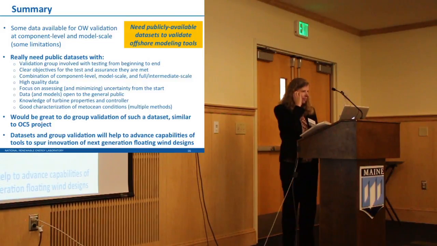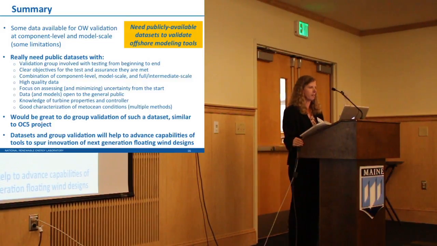So just to summarize, there's been some data available for offshore wind validation at component level and model scale, open to the public, but really nothing at full scale. What we really need is more public data sets. And with these data sets, we'd like the validation group to be involved with the testing from beginning to end. We want clear objectives for the test and assurance they are met. We'd like a combination of component level, model scale, and full intermediate scale data.